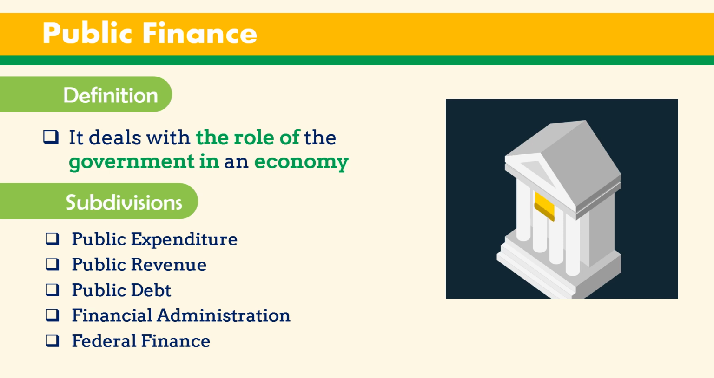Financial administration: how the government of a country is going to deal with various financial activities, and how the central government is going to finance the state governments, because states pay tax to the central government, and central governments have the responsibility to give back the money for the expenditure purposes of the states. These 5 activities are going to be studied under public finance.